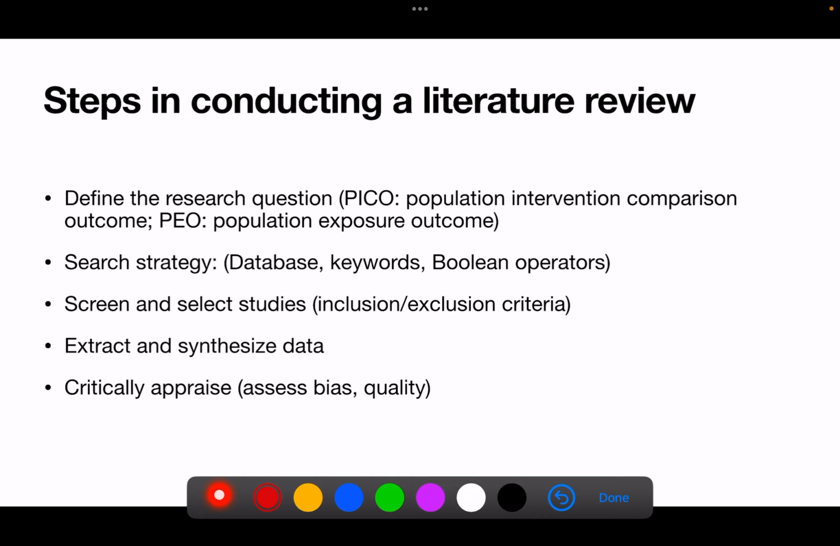Okay, so the steps in conducting a literature review are as follows. First, you need to define the research question. PICO, when you are dealing with experimental studies, and PEO when you're dealing with analytical studies. PICO, population, intervention, comparison, and outcome. And PEO, your population, exposure, and outcome.